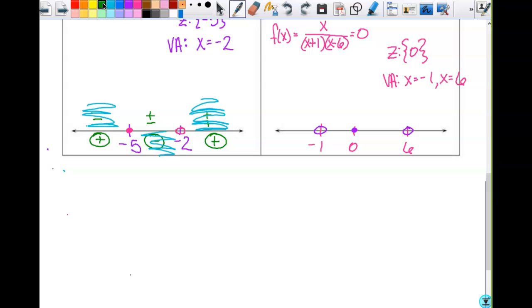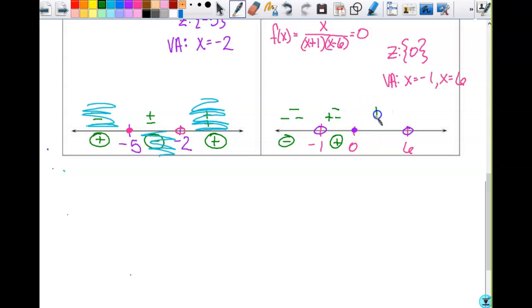Here I'll choose negative 2. So that would give me negative in the numerator. In the denominator, that would give me negative times negative. So all that together makes it negative. Negative 1/2 would give me negative in the numerator, then positive negative. That's positive overall.